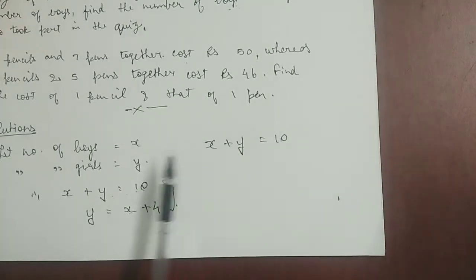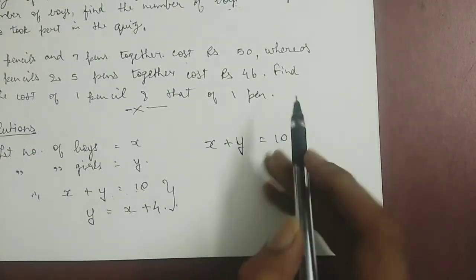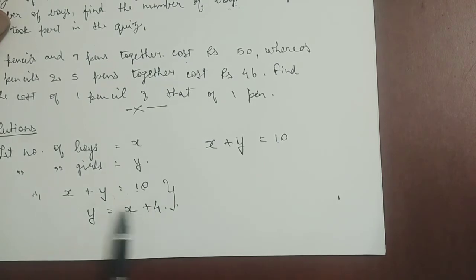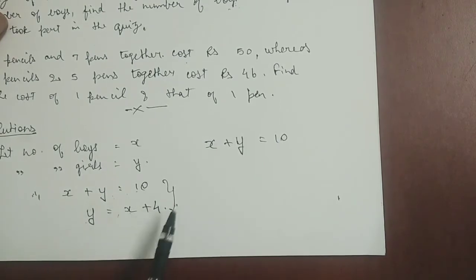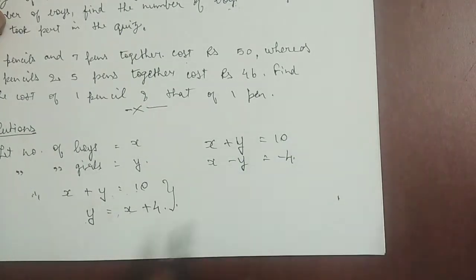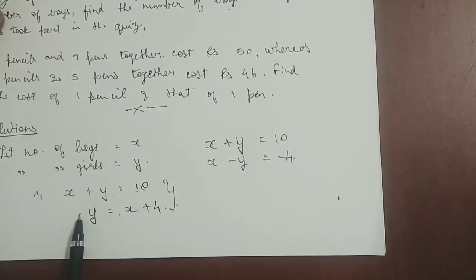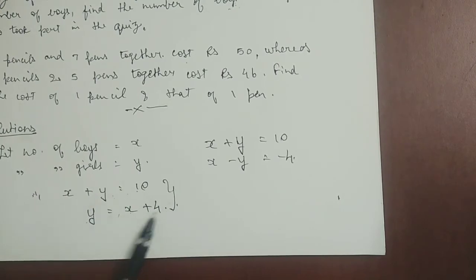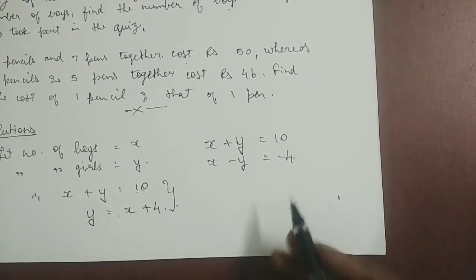Okay. And so this is the first equation, and in this one what we need to do is just rearrange it. So y is equal to x plus 4, right? So I can write x minus y is equal to minus 4. That's it. What I'm doing is bringing the y here and bringing this 4 there. So when you change the side, the signs will change.